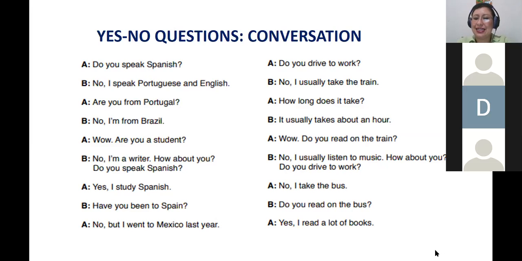Do you speak Spanish? No, I speak Portuguese and English. Are you from Portugal? No, I'm from Brazil. Wow, are you a student? No, I am a writer. How about you? Do you speak Spanish? Yes, I study Spanish. Have you been to Spain? No, but I went to Mexico last year.